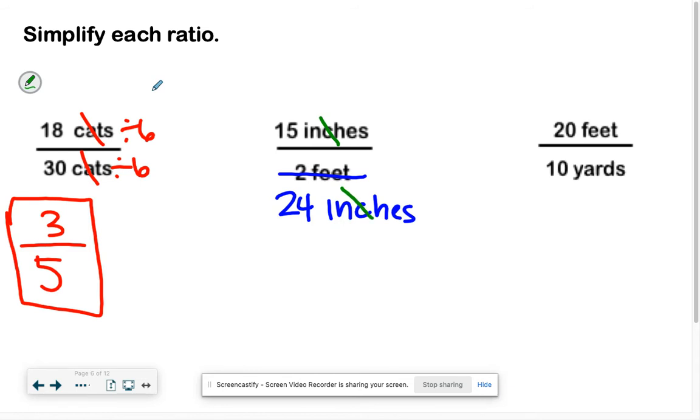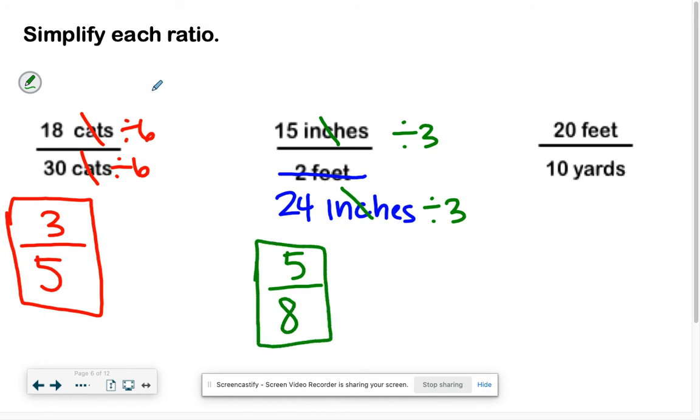But now we have to reduce 15 and 24. 15 and 24? 3. What is 15 divided by 3? 5. 24 divided by 3? 8. Can we reduce that? No. So we are good to go.